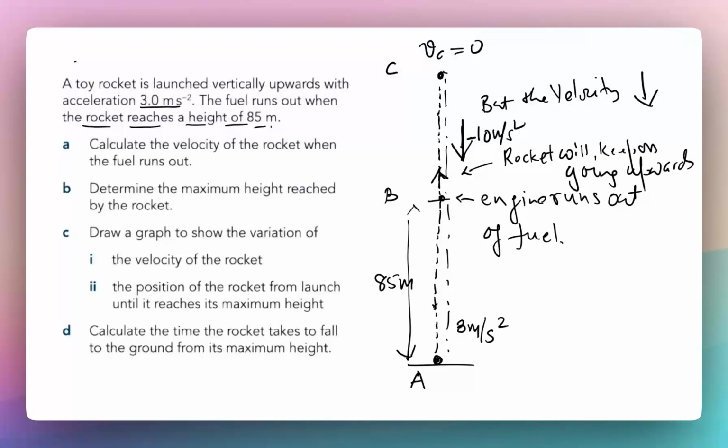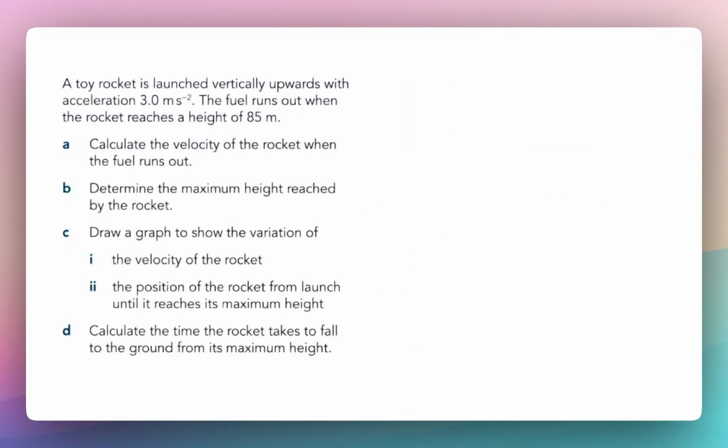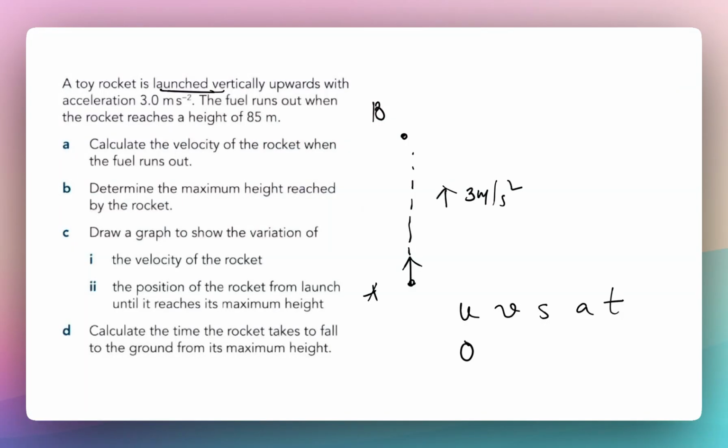But now we come back to the question and see what they're asking us to compute. It says calculate the velocity of the rocket when the fuel runs out. So in this case, we are going to focus on the motion from A to B. We write U, V, S, A, T like that for kinematics. The initial velocity is going to be zero, just launched vertically upward with zero speed. The acceleration is upwards at 3 meters per second square, so the acceleration is positive 3. And the height it reaches is given to be 85 meters, so S is also 85 meters.